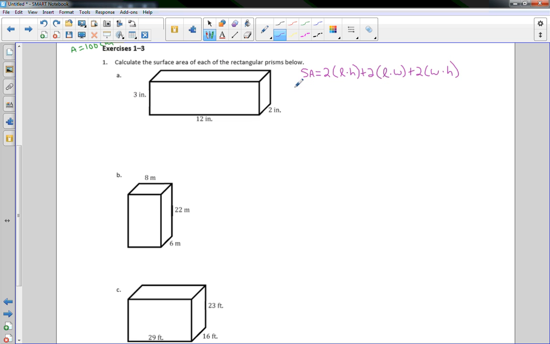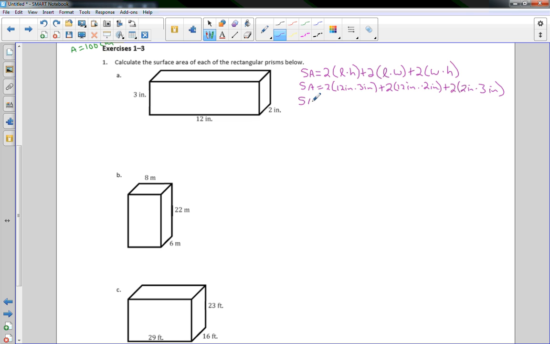Now I'm going to substitute in the values. The length is 12 inches. The height is 3 inches. Plus 2 times the length, which is 12 inches, times the width, which is 2 inches, plus 2 times the width, which is 2 inches, times the height, which is 3 inches. So this is the front back, this is the top bottom, and this is the left right.